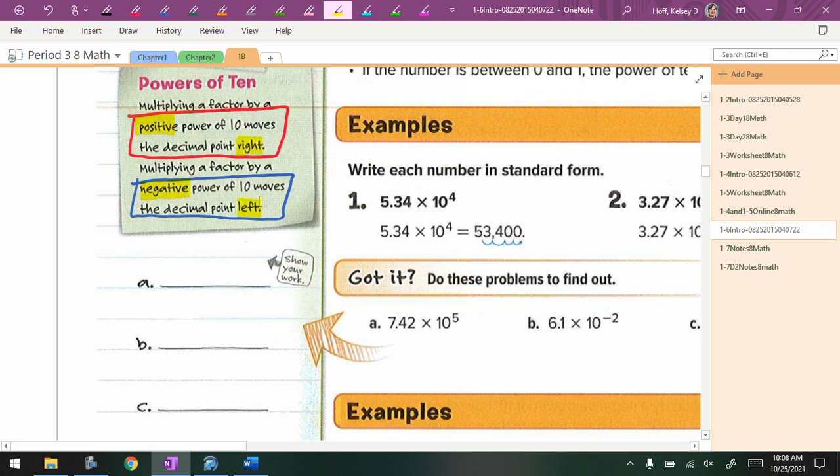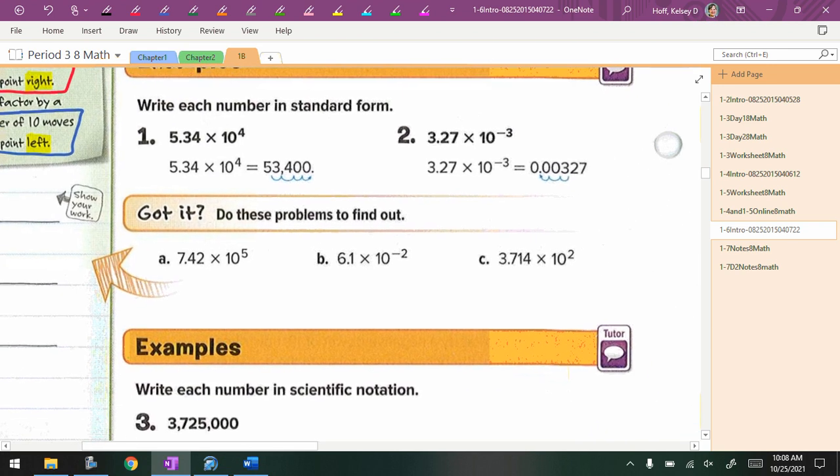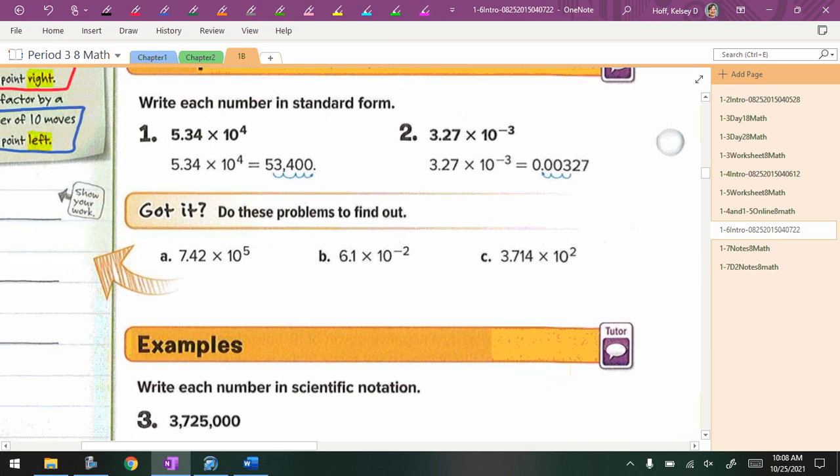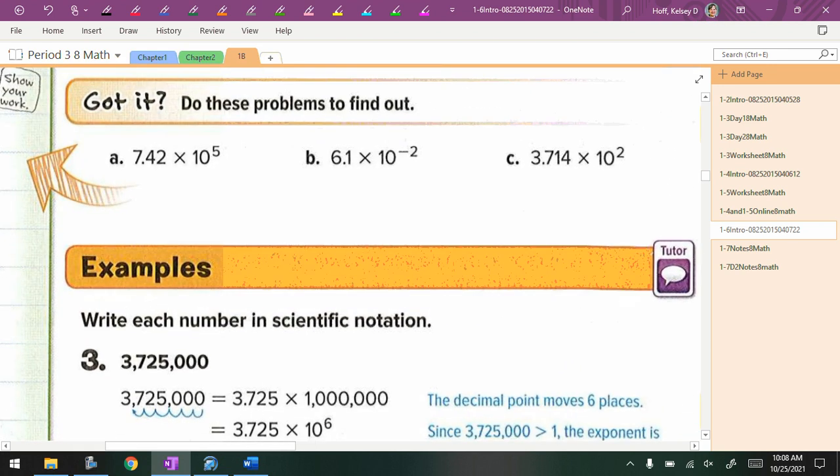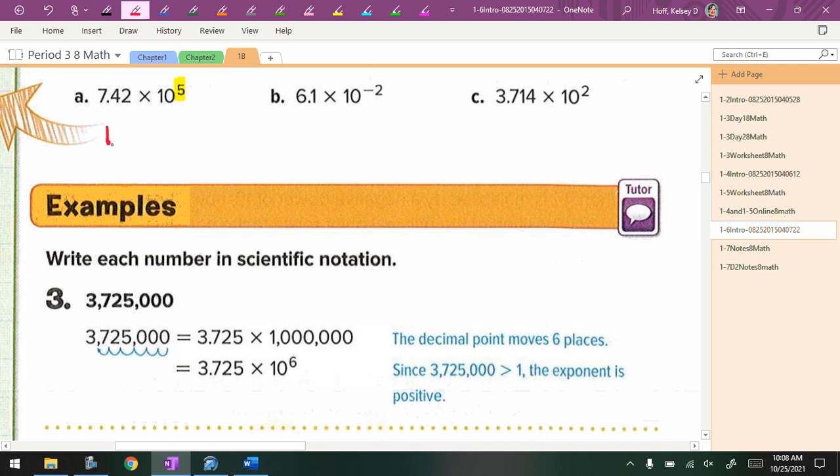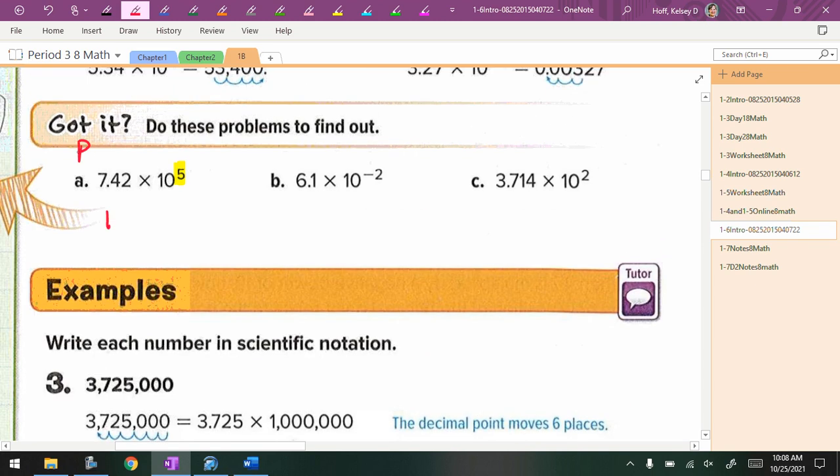So let's go in the middle here to A, B, and C. They give us our numbers in scientific notation. 7.42 times 10 to the fifth. What do you notice about the exponent? It's positive. So that tells me I'm moving which direction? Right. I am moving to the right. Okay? So we have the number 7.42. Scientific notation moves the decimal 5 steps to the right.